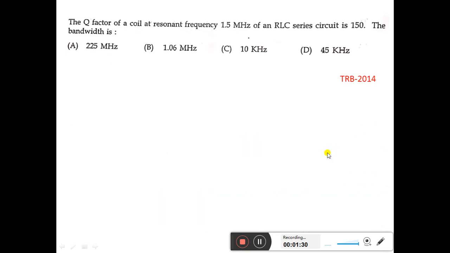Next question. This question was also asked in TRB 2014. The Q factor of a coil at resonance frequency 1.5 MHz of an RLC series circuit is 150. The bandwidth is: option A 225 MHz, option B 1.06 MHz, option C 10 kHz, option D 45 kHz. The solution. The data given in the question is resonant frequency 1.5 MHz and Q factor 150.